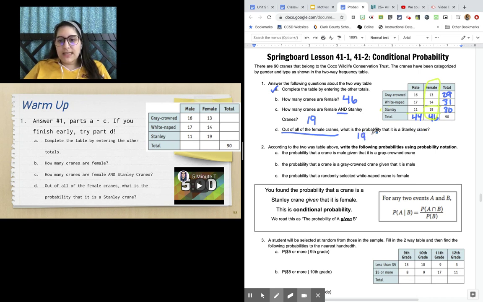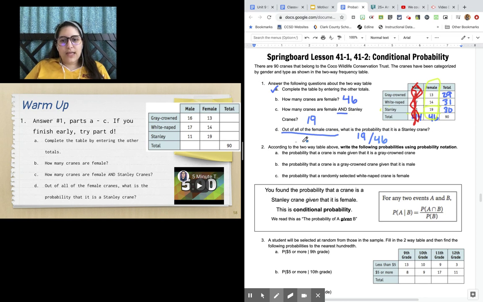Well, so there's 19 of them total, but then the question is, okay, what number do I put on the bottom? Since I don't care about the male cranes in this problem, I'm going to cross them out. I don't really care about these. I only care about the female cranes. So what that means is when I put the total on the bottom, it's not going to be the total in the whole table. It's just the total in this category, which is 46.